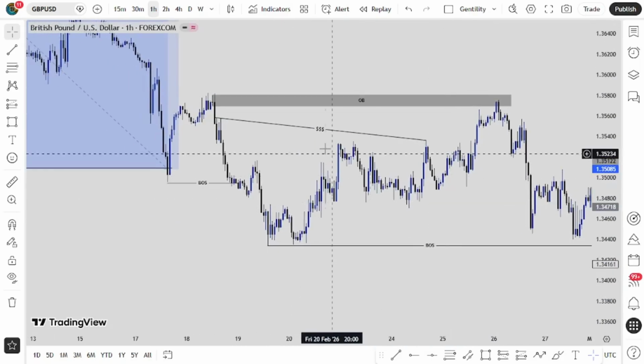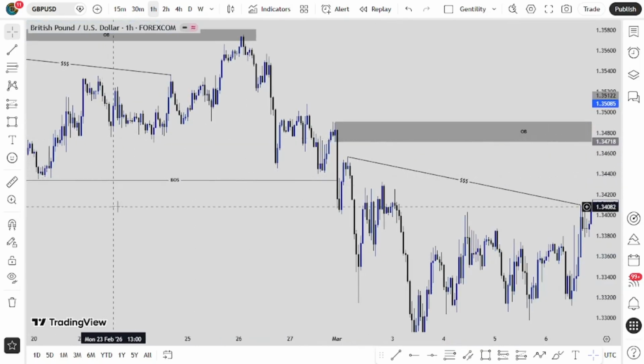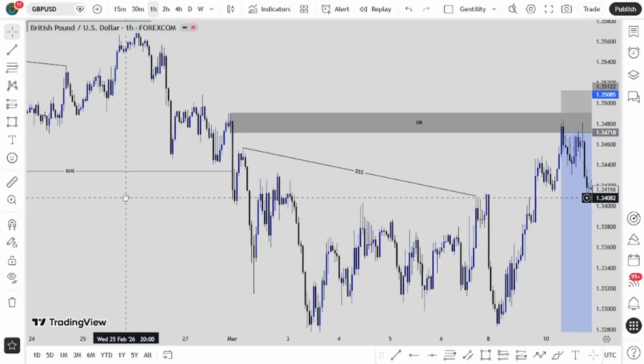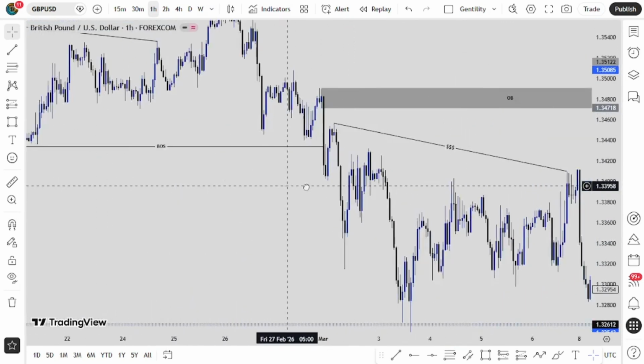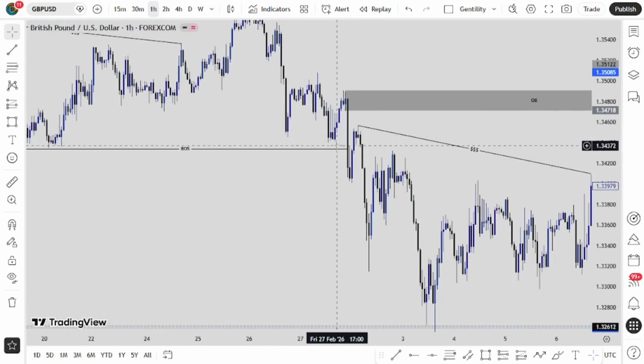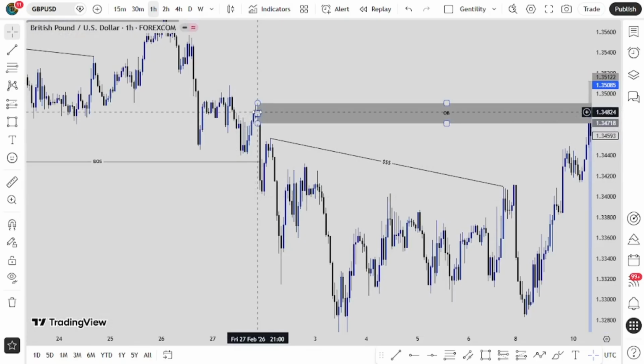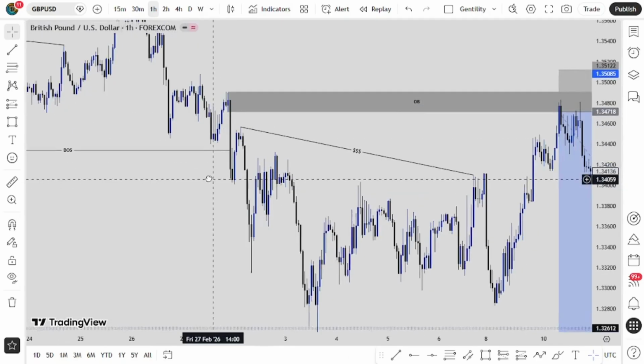Now, after this one happened, we had another new break of structure right here. And I was also in this particular trade. Now, look at what happened here. After this break of structure happened, where is the origin that caused the break of structure? This is it right here. This is our order block, this tiny blue candle you are seeing here.